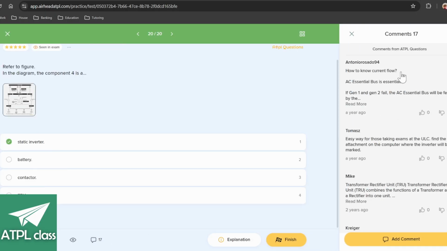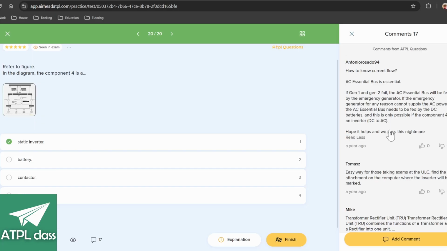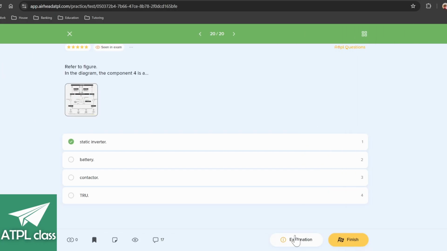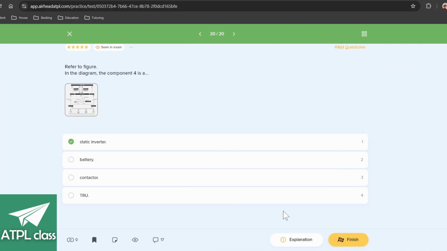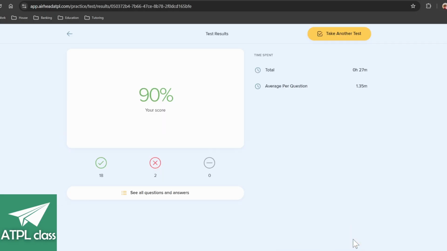How to know current flow. AC essential bus is essential. Generator 1, Gen 2 will be fed by the emergency generator. If the emergency generator for any reason cannot supply AC power, the AC essential bus needs to be fed by the DC batteries. And it's only possible if the component... Yeah, it's quite tricky, that one. TRU, TRU, TRU, as I said, an inverter and a two-way switch. So that's okay. So it can power the emergency generator, can power the AC essential bus as well. And the emergency generator can convert via the TRU to the DC essential bus. Yes, makes sense. So let's finish there.